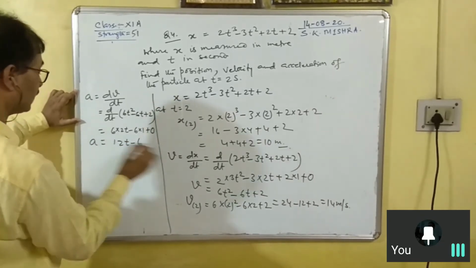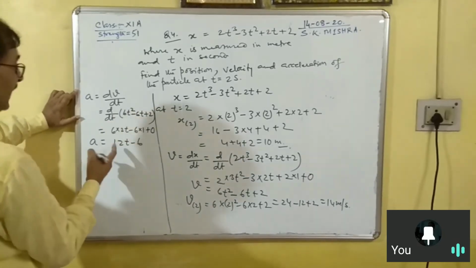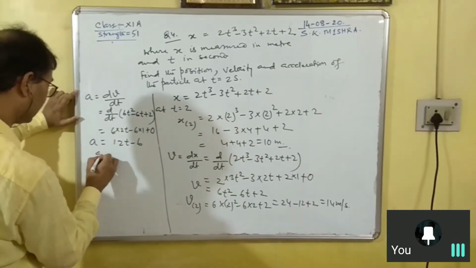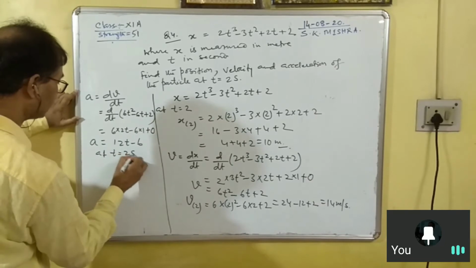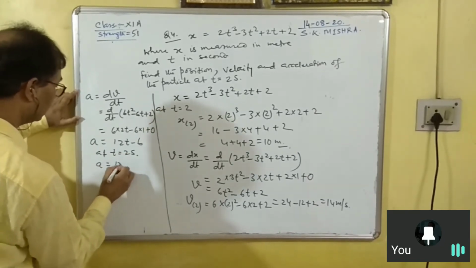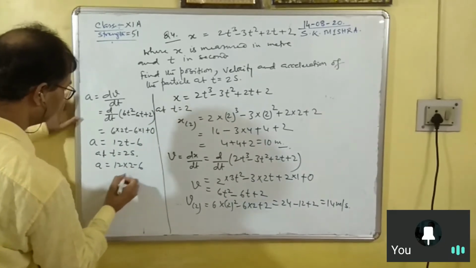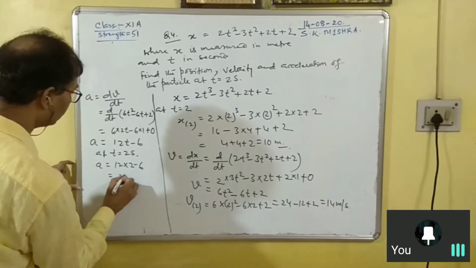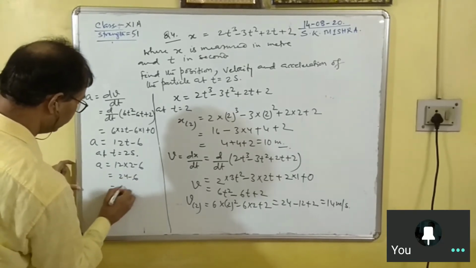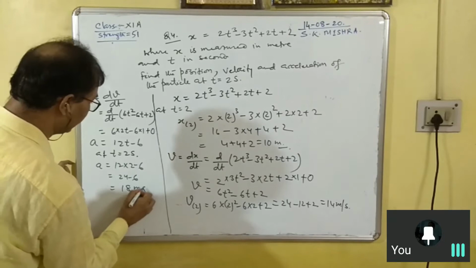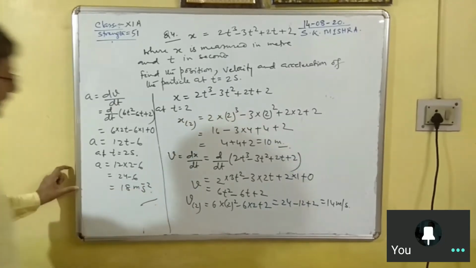Acceleration is not constant, rather it's time dependent. So at t is equal to 2 seconds, acceleration is equal to 12 into 2 minus 6. It's how much? 24 minus 6. So 18 meter per second square is the acceleration.